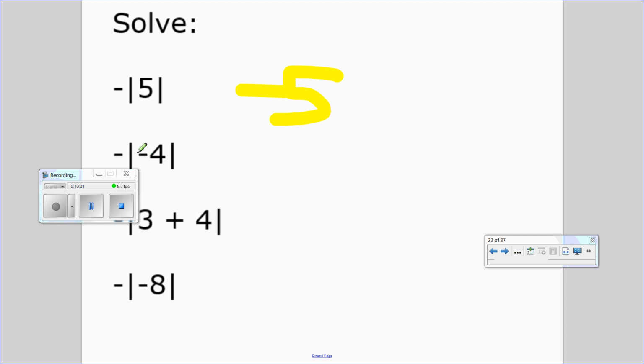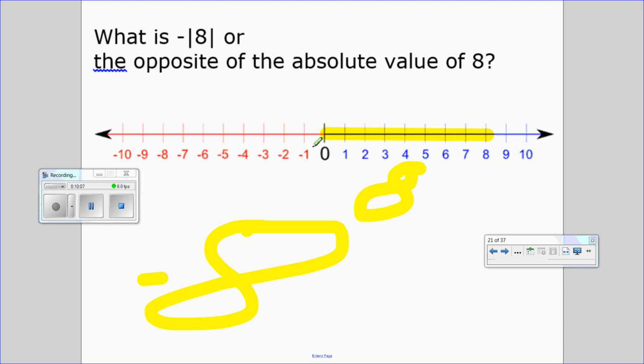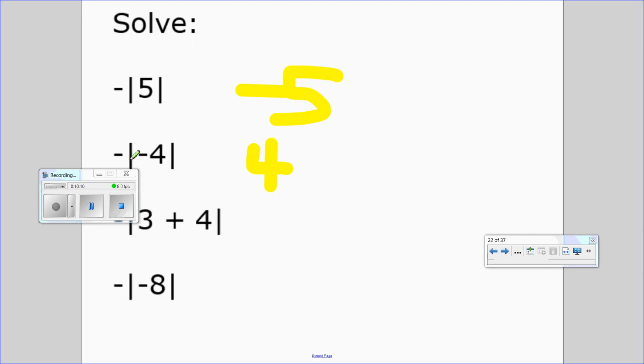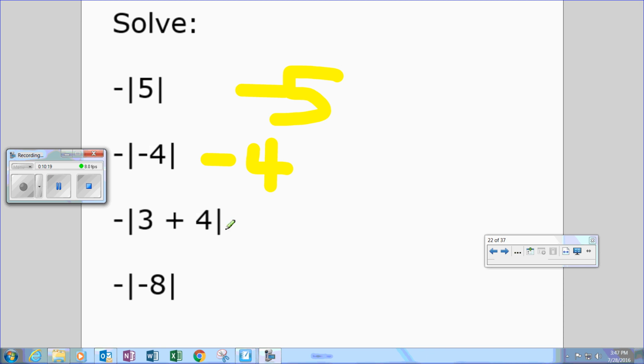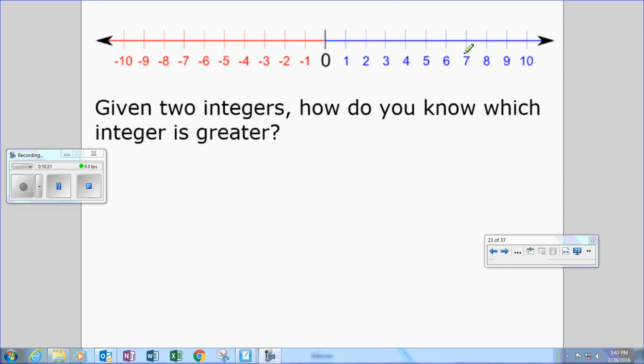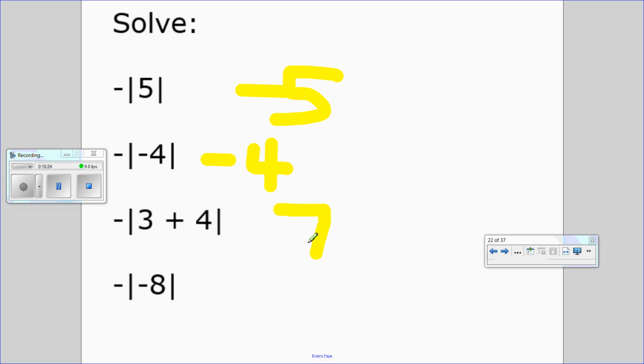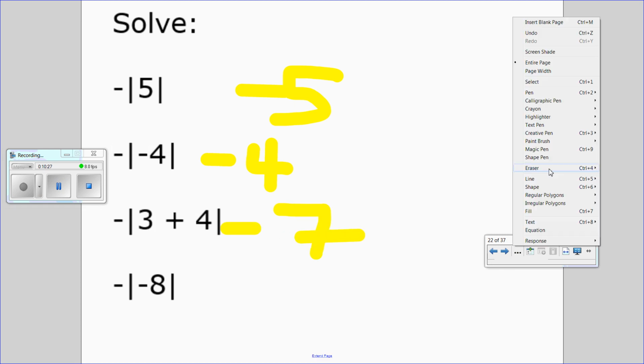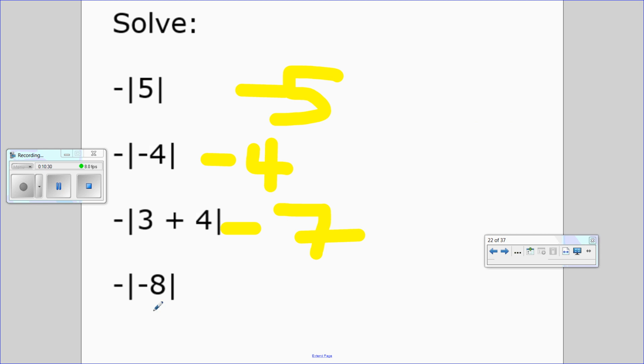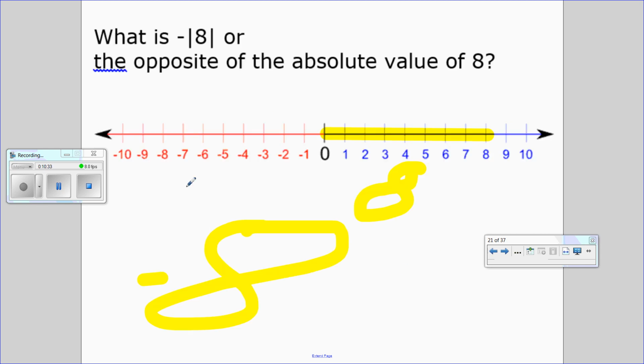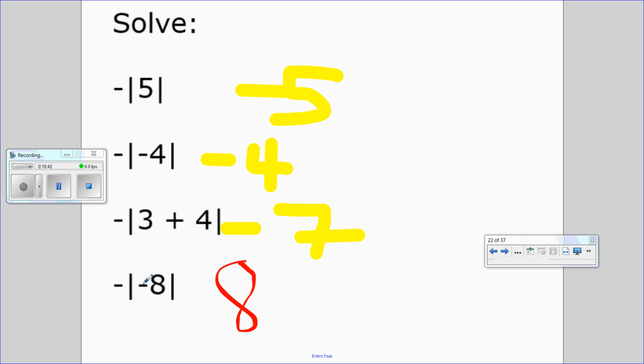So, -|-4|: what is the absolute value of -4? How far is -4 from 0? It is 4 units from 0. The negative here means what's the opposite of that 4? -4. Now, what's the opposite of the absolute value of 3 plus 4? 3 plus 4 is 7. How far is 7 from 0? 7 units. The opposite of 7 is -7. And last but not least, what's the absolute value of -8? -8 is right here. How far is -8 from 0? 8 units. The opposite of it is -8.